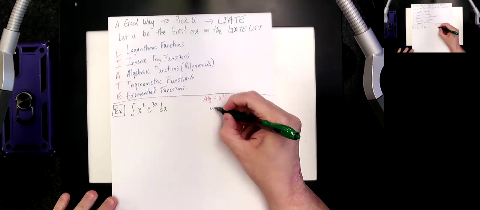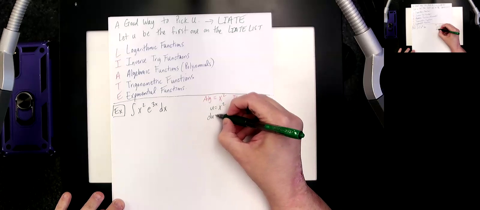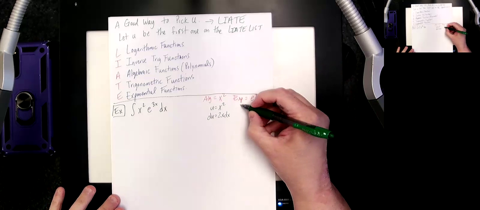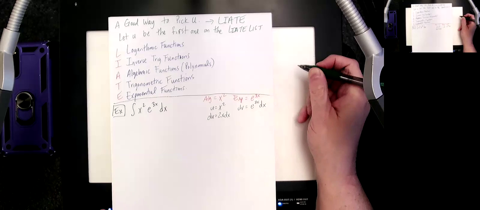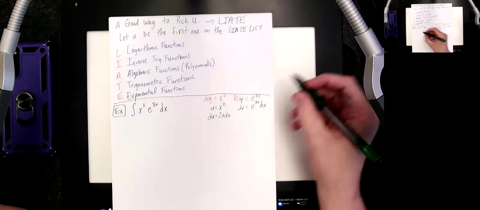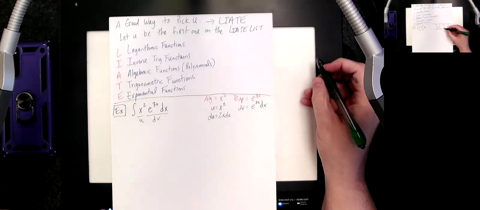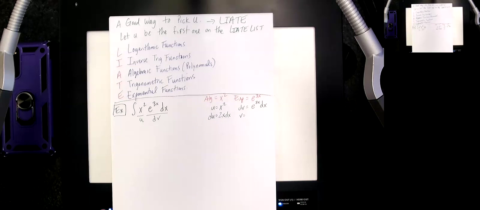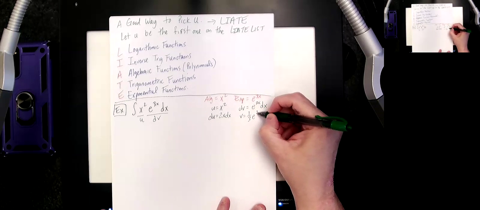We're gonna let u equal x squared, so that du equals 2x dx. And we'll let dv equal e to the 3x dx. So u dv. And if I integrate e to the 3x, what do I get? We get 1/3 e to the 3x.